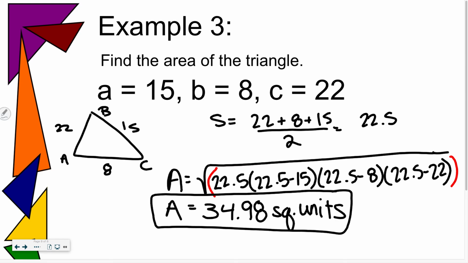So on your quiz on Friday, there will be some questions where you see two triangles and you have to calculate area. You'll have to decide which formula is appropriate to use.